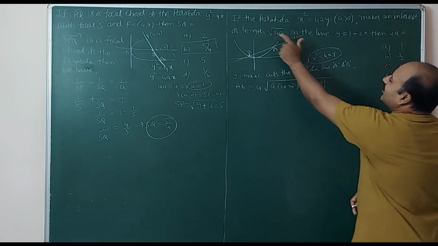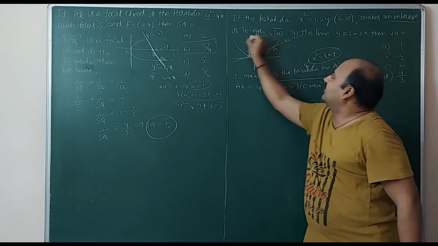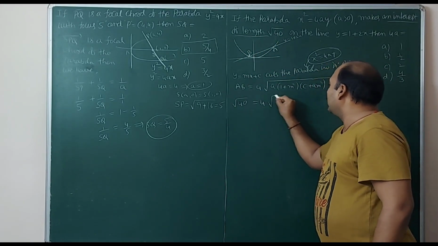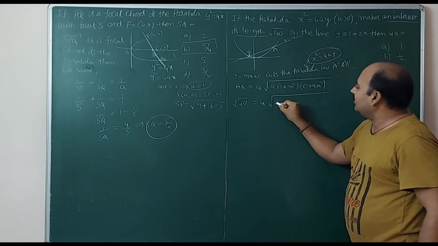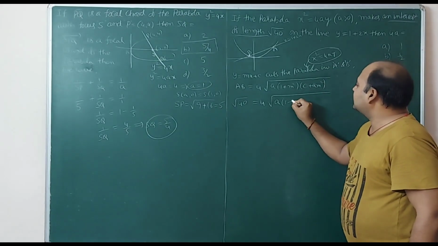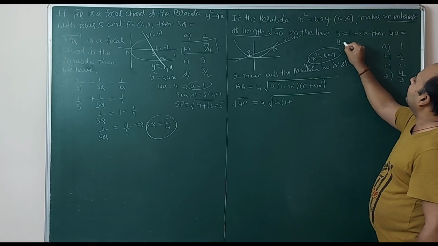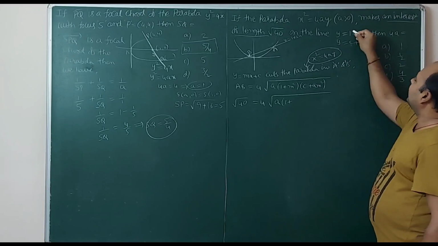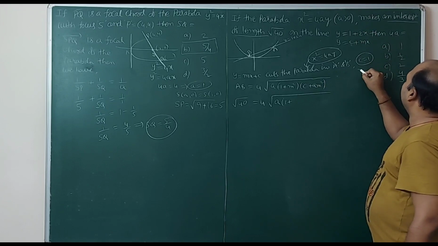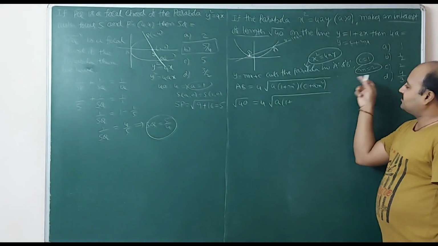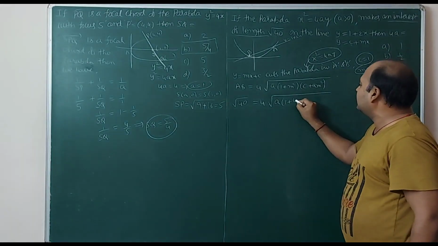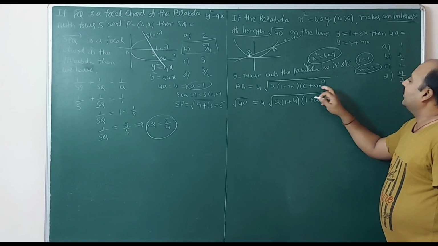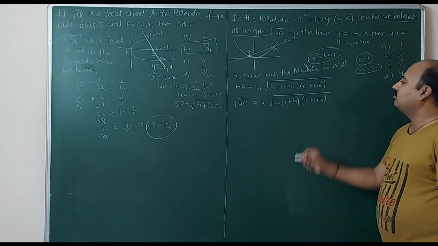AB length is given, no? It makes an intercept length root 40. So root 40 is equal to 4 into root of a into (1 plus m square) into (c plus a m square). This equation compared with y is equal to mx plus c: this is mx, this is c. So c value 1, m value 2. So substitute in this. M value 2, 2 square means 4. c value 1 plus a into m square, 2 square means 4.